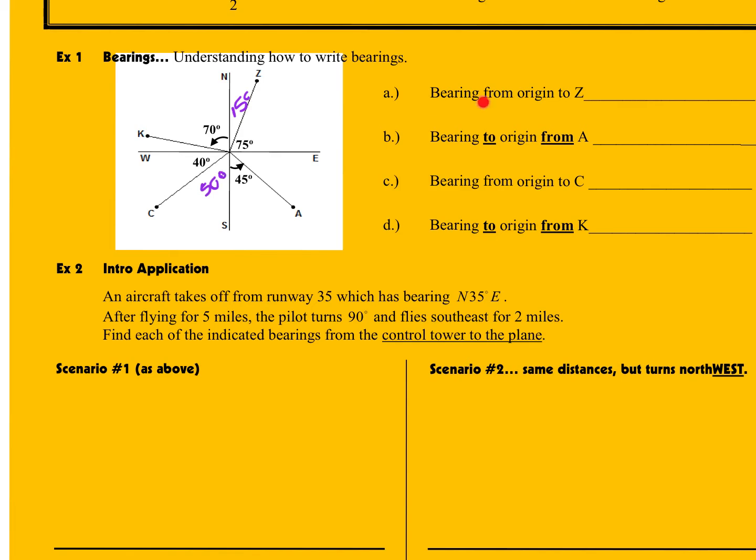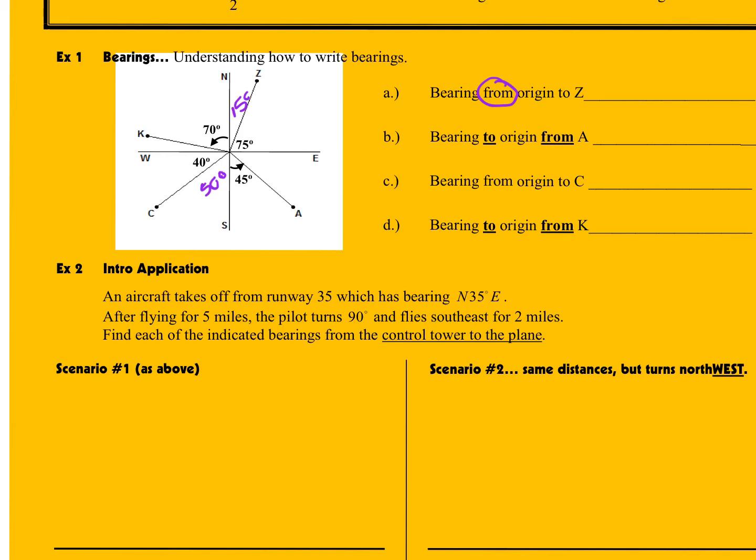Now, when we are trying to write a bearing, we're going to have a direction and we're going to have a degree. What you really want to focus on when you're trying to write these is the word from. Find the word from in whatever bearing you're asked to do and go from there. So on our first one, we want the bearing that's going to go from origin. So we're going to focus on this from. We're going to go from origin to Z.